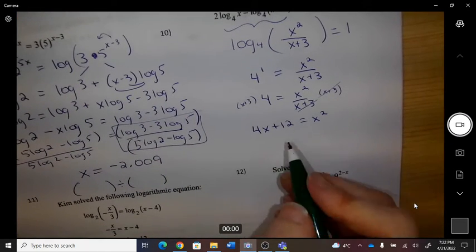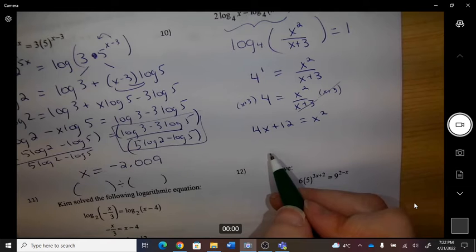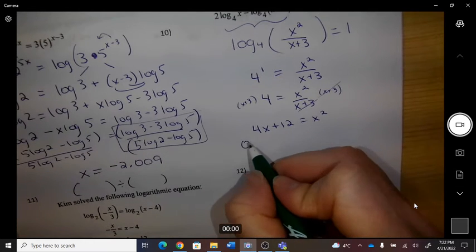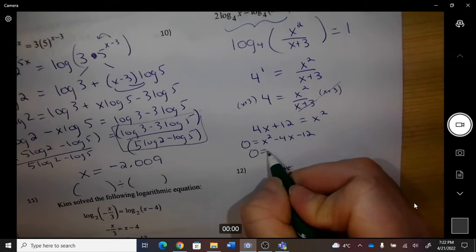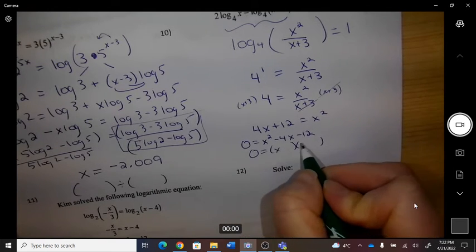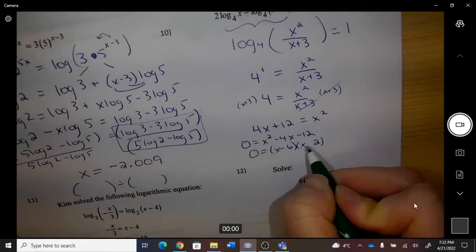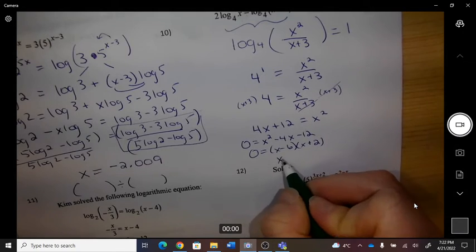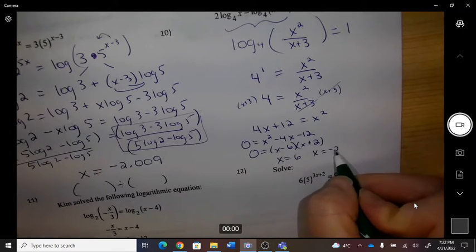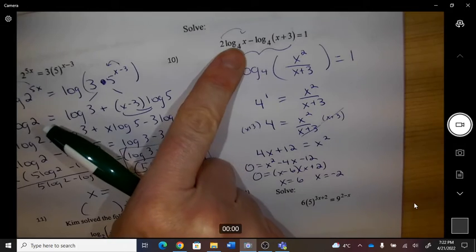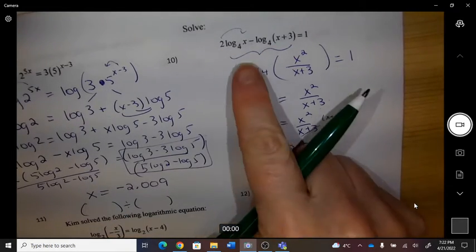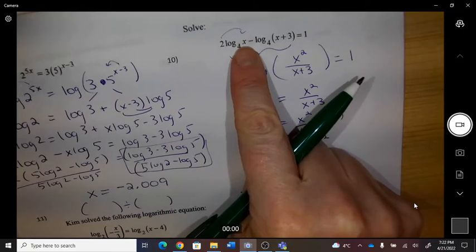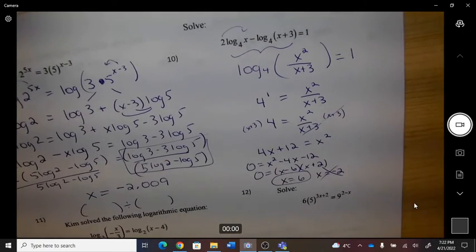And now I'm going to think, hey, that's a quadratic, zero it out, factor. 6 times 2 makes the 12. So x equals 6, x equals negative 2. If I plug in the 6, that's good. If I plug in the negative 2, that is a negative result.